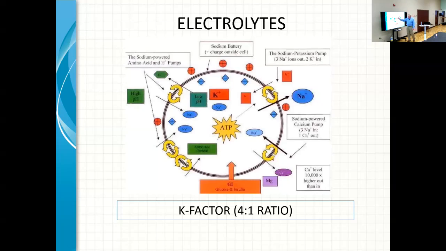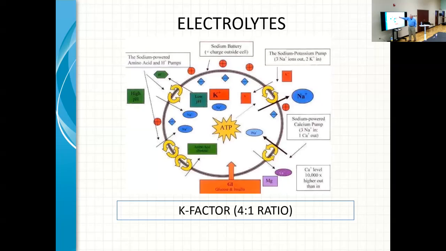So if the concentration of potassium inside the cell is 4 times greater than outside the cell in relationship to sodium, this is what Dr. Moore calls the K factor. You'll never have problems with coronary heart disease because the cell is strong. But you can see that all along the way, sodium is desperately trying to get inside.